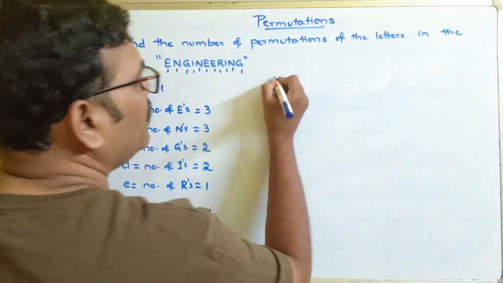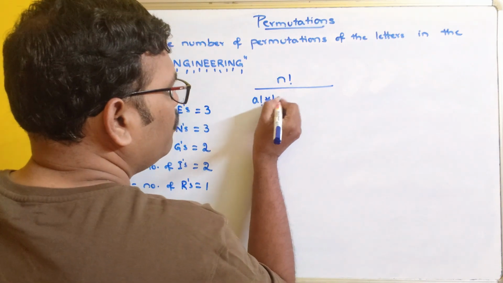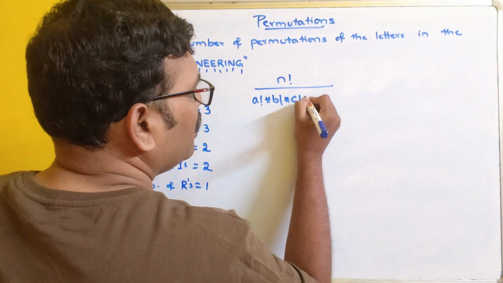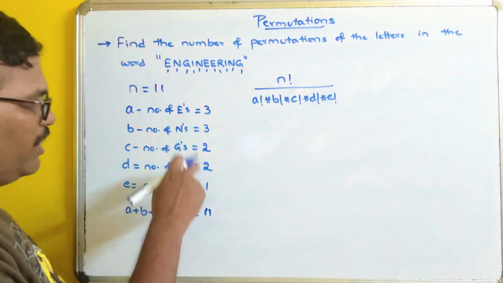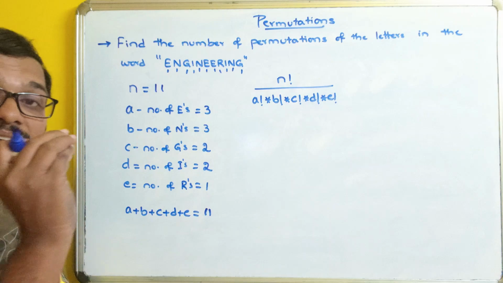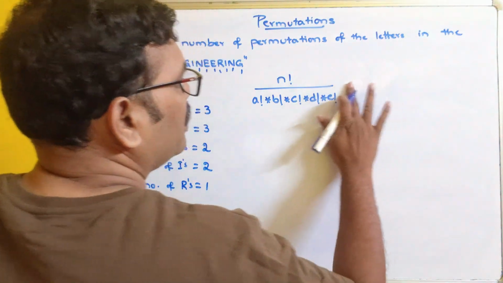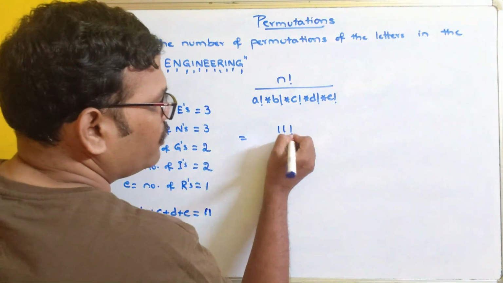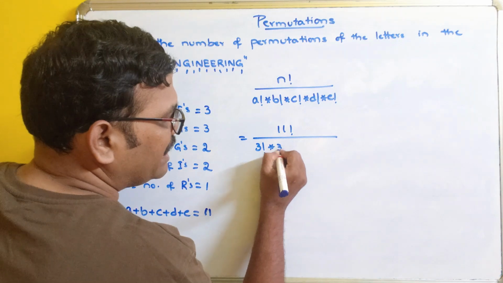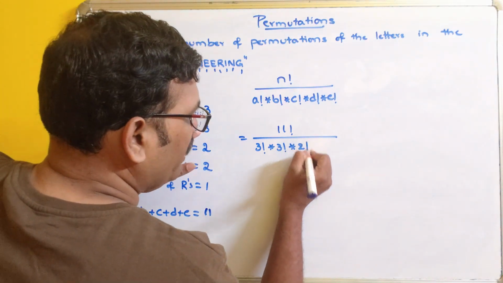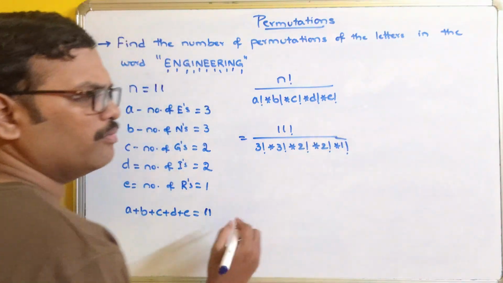Now, what is the formula here? N factorial divided by a factorial into b factorial into c factorial into d factorial into e factorial. So this is the formula, because we are having 1, 2, 3, 4, 5 distinct characters with repetitions. That can be written as 11 factorial divided by 3 factorial into 3 factorial into 2 factorial into 2 factorial into 1 factorial. So you can solve these things.